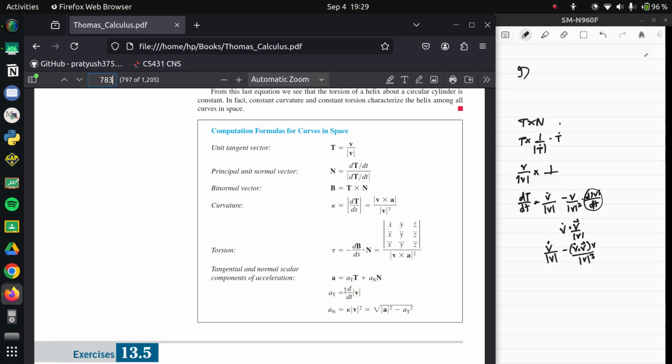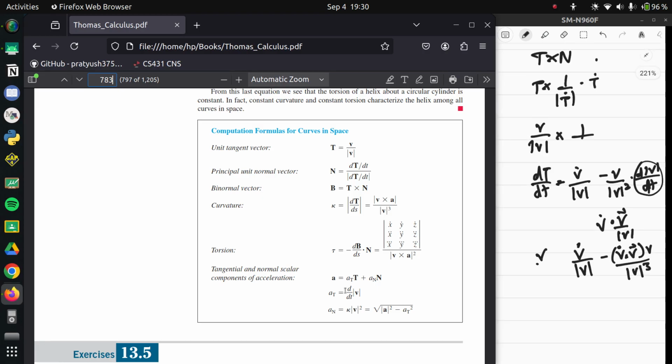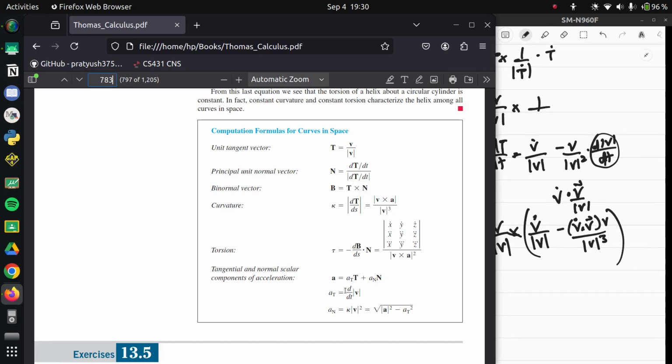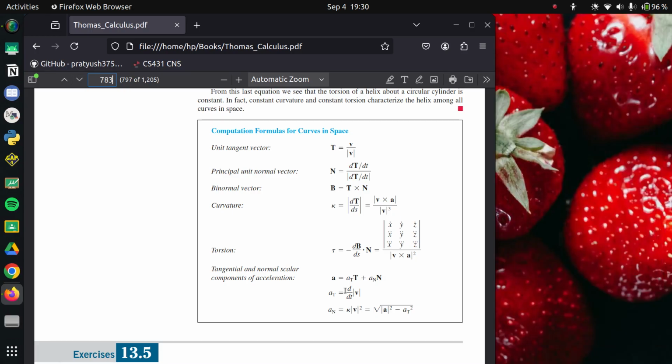Interesting. This is going to be perpendicular to your velocity vector, right? How do you find its magnitude? You do not find its magnitude, isn't that the thing? Right. So you're doing T cross N. T is just v upon magnitude of v, and you're doing this cross this upon its magnitude. Let's just forget about the magnitude.